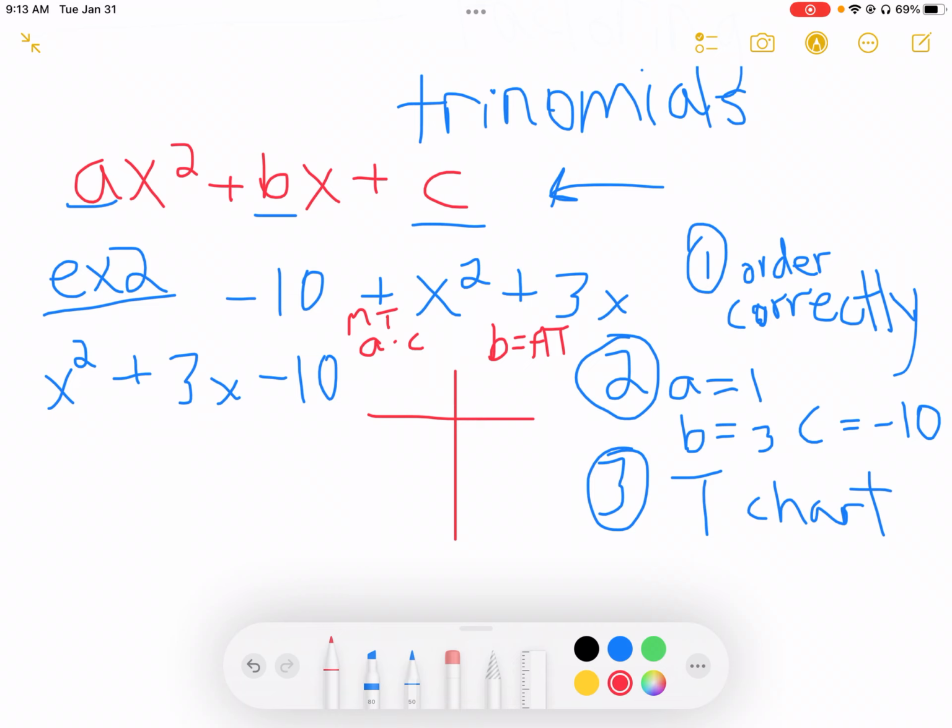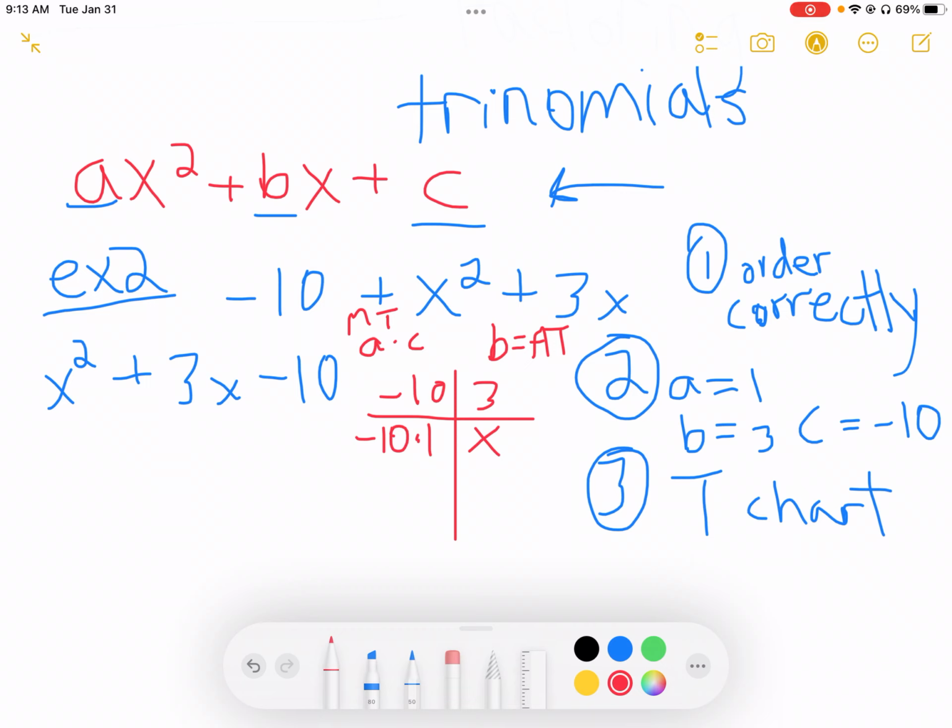So A times C is minus 10, okay, let's go ahead and move on. Minus 10, and then 3. All right, so it's multiplying to minus 10, so that means one of my numbers has to be negative. Both of them can't be negative, both of them can't be positive. So I could start with minus 10 and 1, right? Well, that's not going to work for my B, because if I add those up, I'll get minus 9, so that's not going to work.